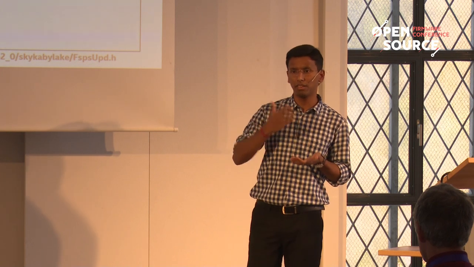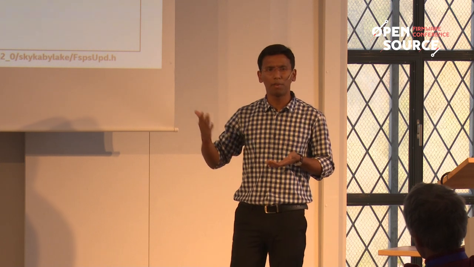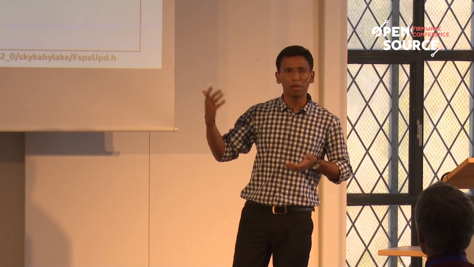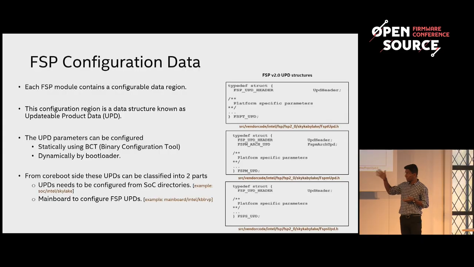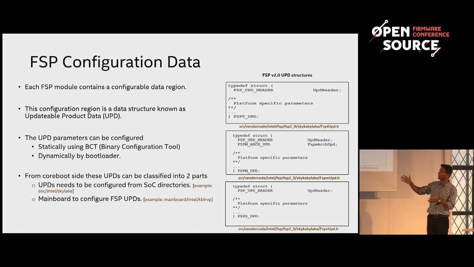If I further classify those UPDs, I will classify them into another two parts. One is your SoC UPDs, another is your mainboard UPDs. With SoC UPDs, with a generation of SoCs, we may try to change those UPD variables, for example your IGD size, your MMIO size and all. But the most important part is your mainboard configuration. Within a SoC, from mainboard to mainboard, for example OEM X versus OEM Y, they design two different mainboards and the schematic will be different. Based on that, we need to change those parameters. As the scope of today's talk, we'll just focus on the mainboard part of the FSP UPDs.